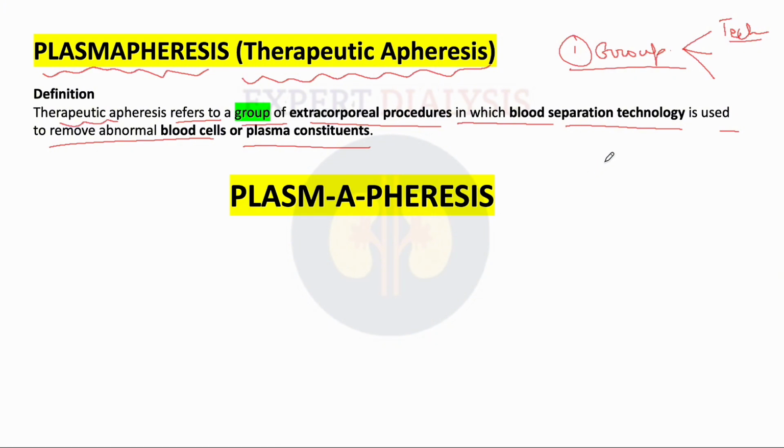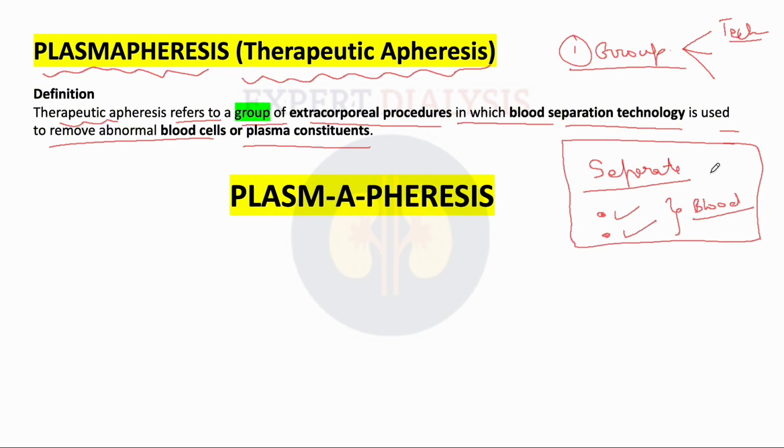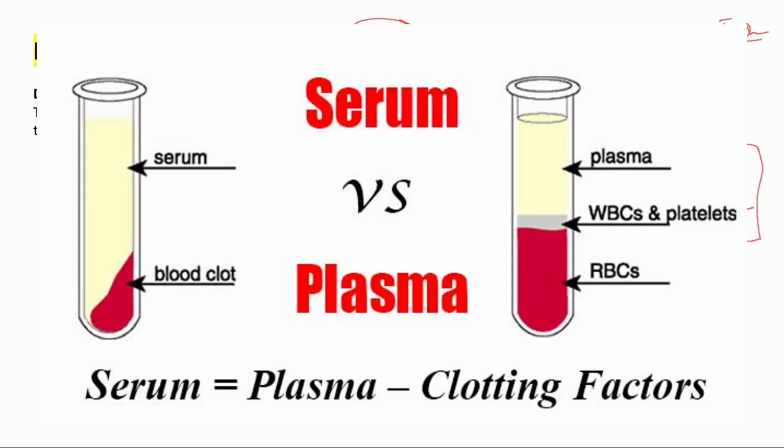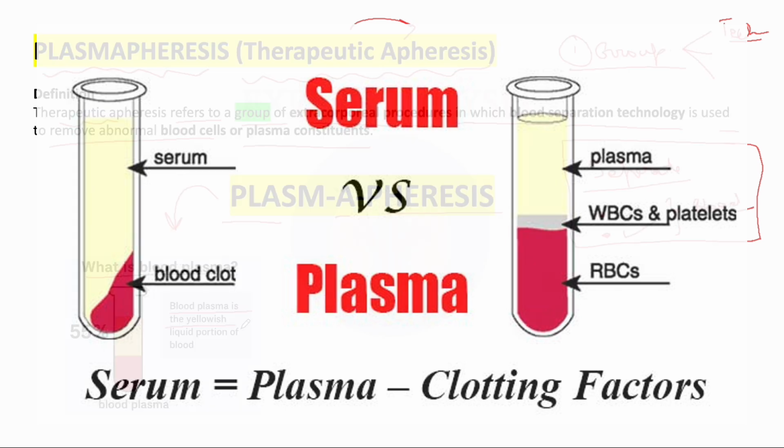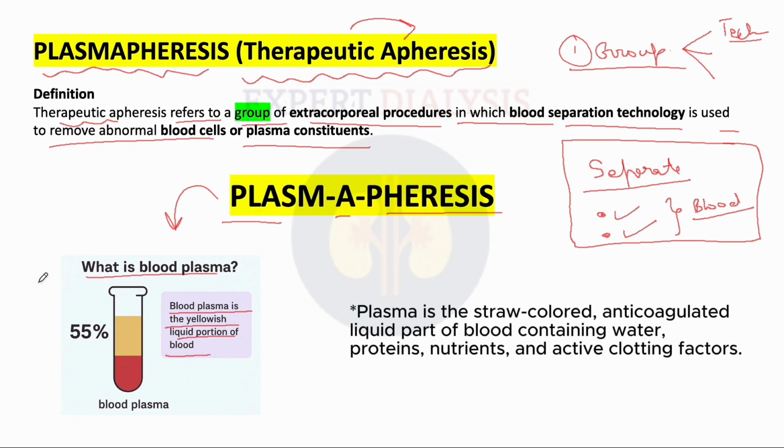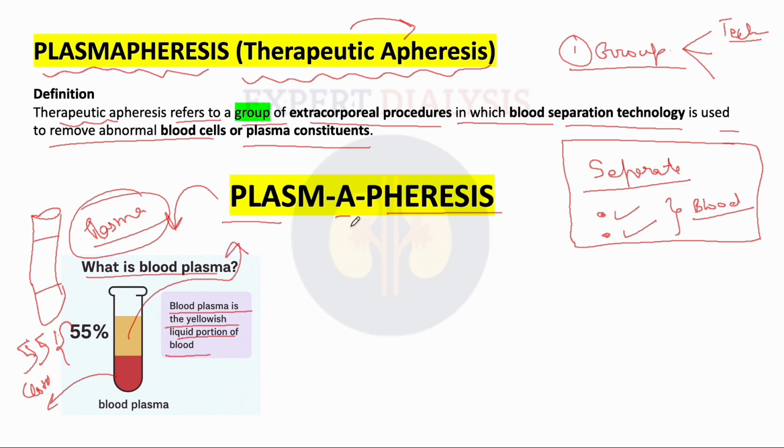So in this, what do we do? We separate abnormal blood cells, or we separate plasma constituents from the blood. This process of separation is known as apheresis, and since we are doing it for therapeutic purpose, it is called therapeutic apheresis. Now if we break down the term plasmapheresis, what is plasma first? Blood plasma is a yellowish liquid portion of blood. So this part is known as plasma, and apheresis, as we discussed earlier, is a blood separation technology.